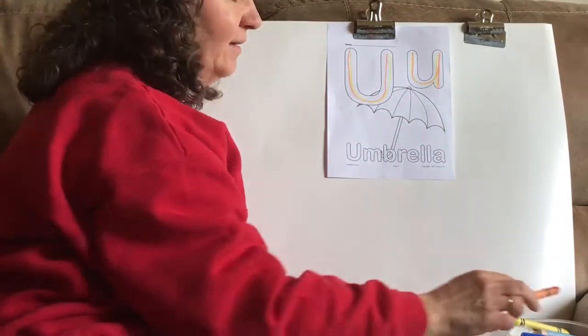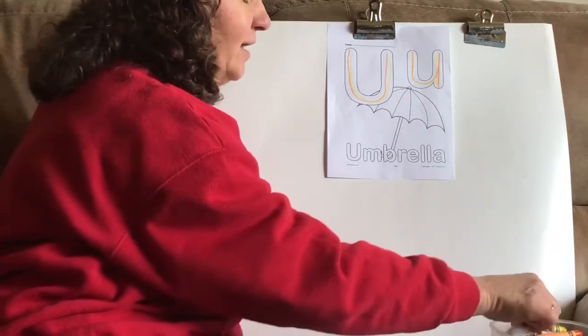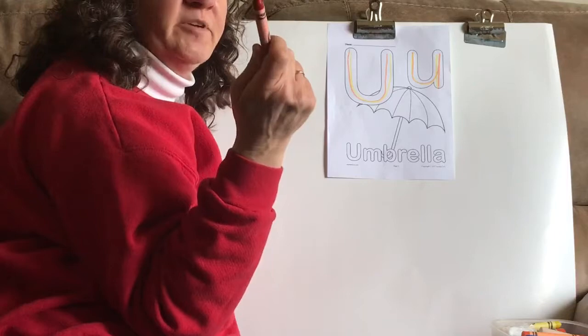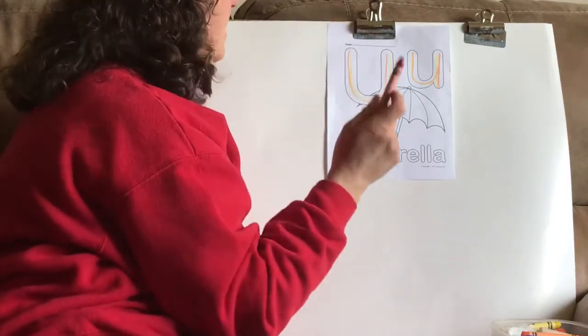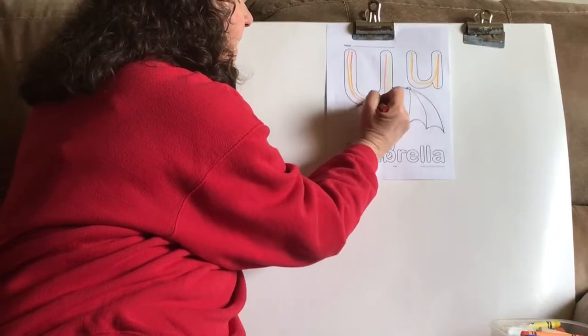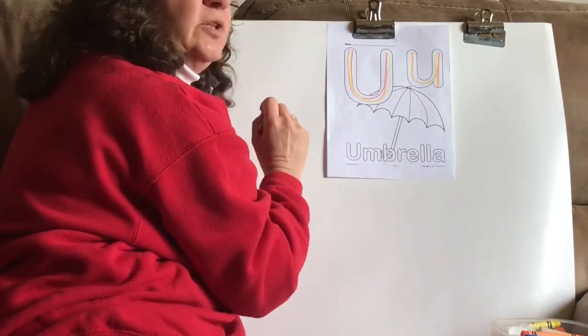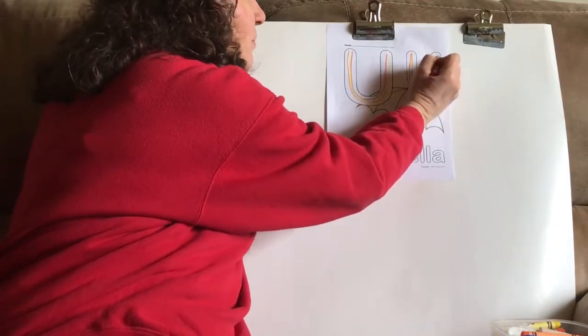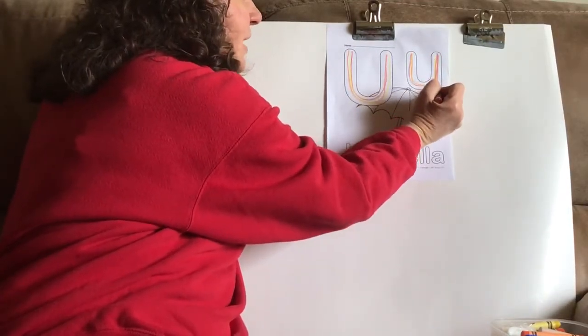Now let's try the color red. Can you find your red crayon? Good. Everybody have your red crayon? All right, let's do it together. You ready? Start at the top. We're going to go down and up. And let's do the lowercase u. Down and up, and then pull straight down.